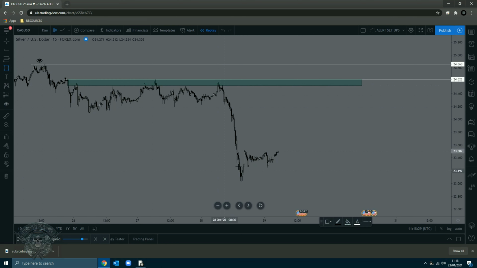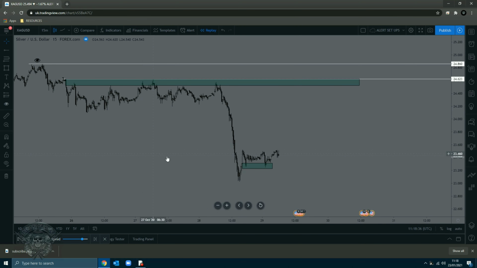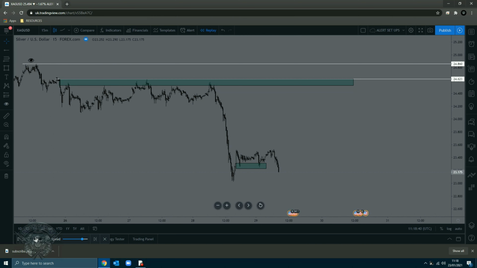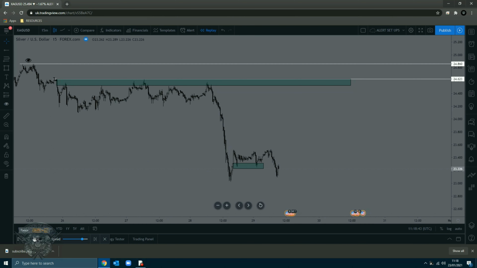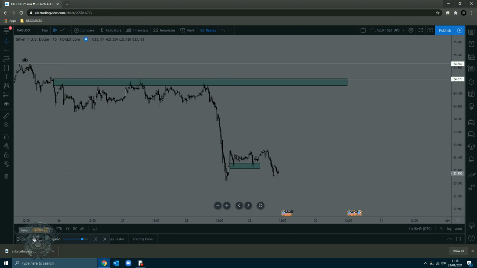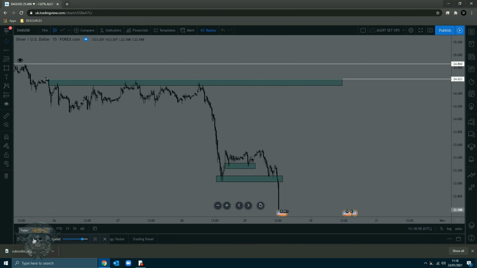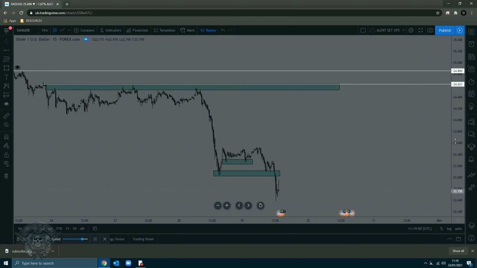Okay, so as you can see here again, we're starting to put in support. Same again here. Every time someone tries to call the bottom, they're just going to get taken out. Okay, we have a final drive through there then.